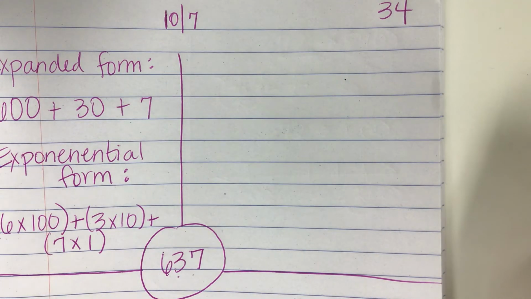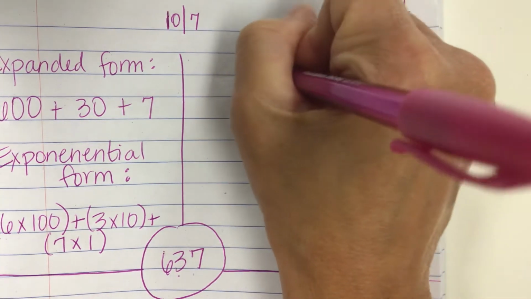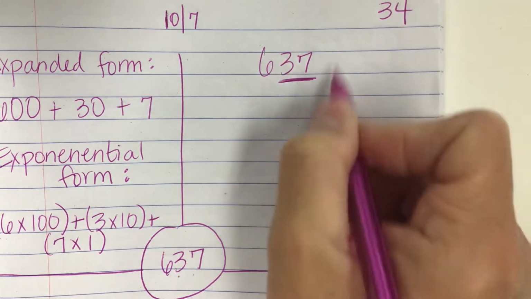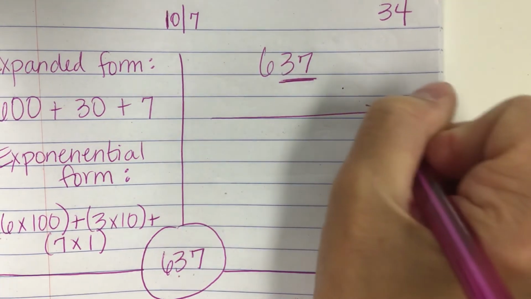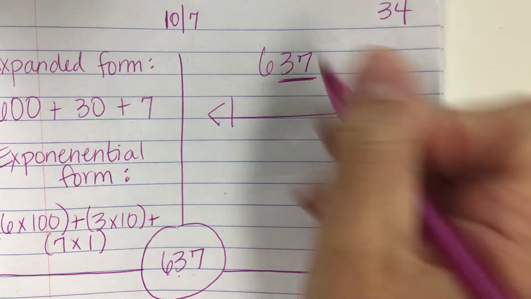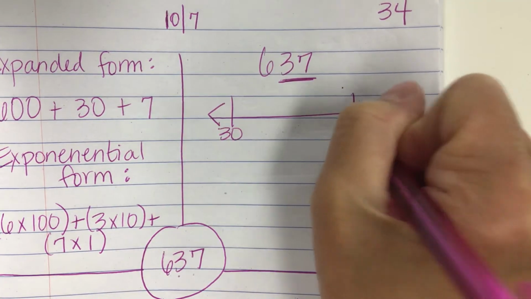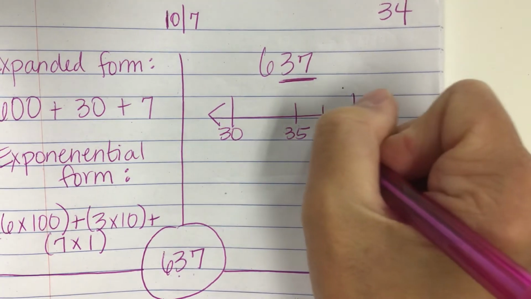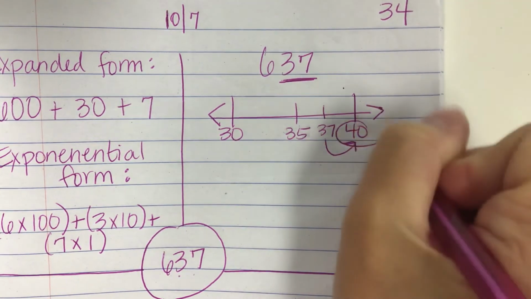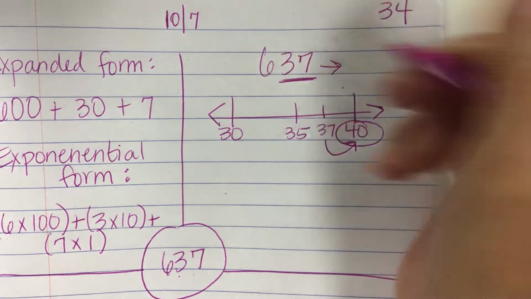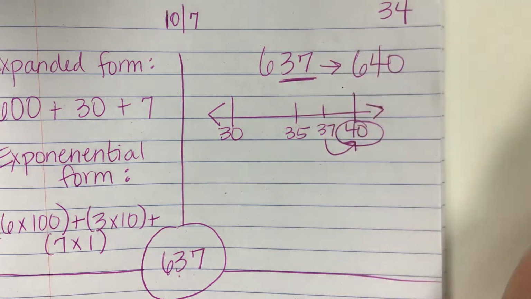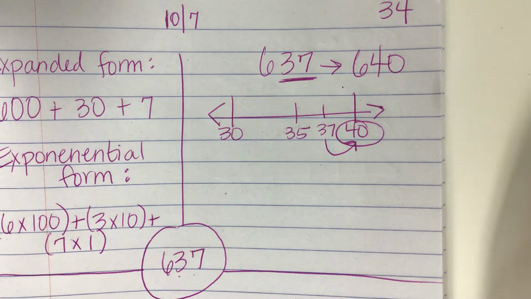I also am going to round to the nearest 10 and the nearest 100. So if I'm rounding to the nearest 10, again, I'm just going to look at the tens and ones. So that's like rounding 37. My closest tens are 30 and 40, and halfway is 35. 37 is more than 35, and it rounds to 40. So if I'm rounding 637, I'm going to round it to 640 if I'm rounding to the nearest 10.